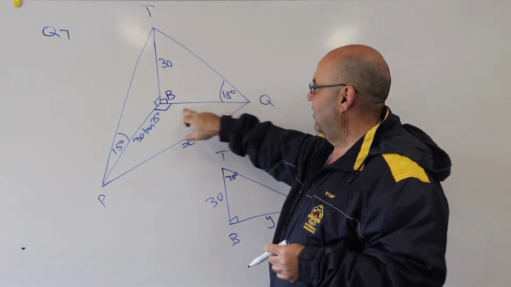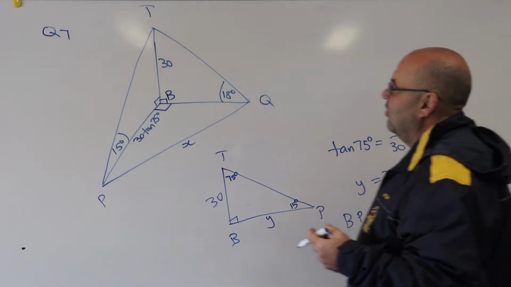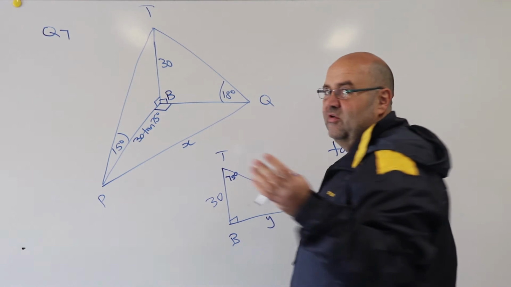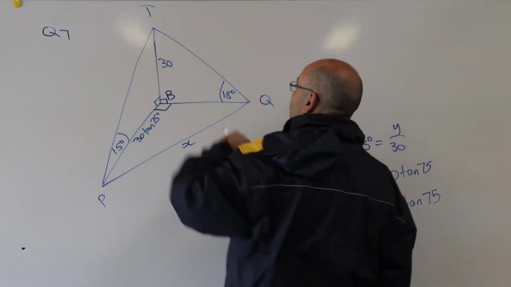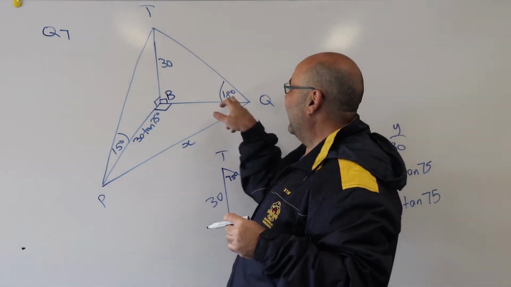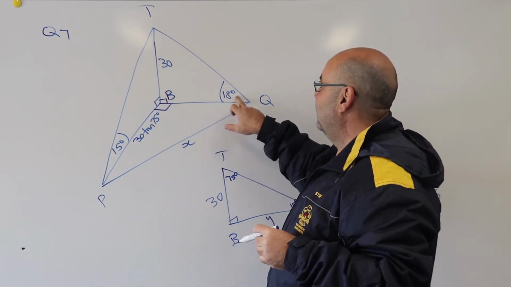There's my length BQ. Let me do what they did before. They worked on this top angle over here, so I'm going to do the same thing and get that top angle up here. That angle up there is going to be 90 minus 18 to make up my 180. I've got a 90 degree angle there, 18 degrees there.